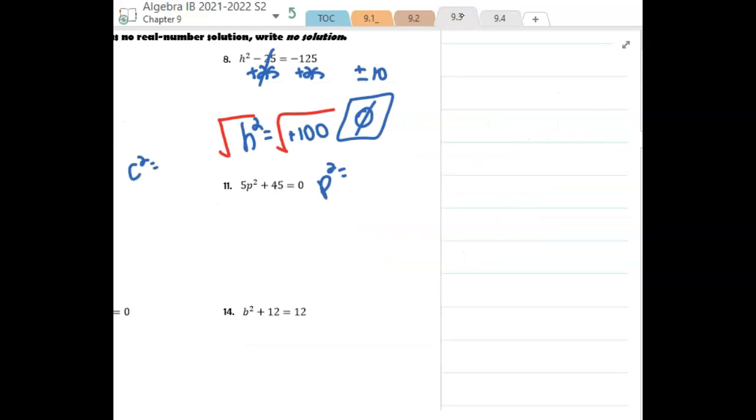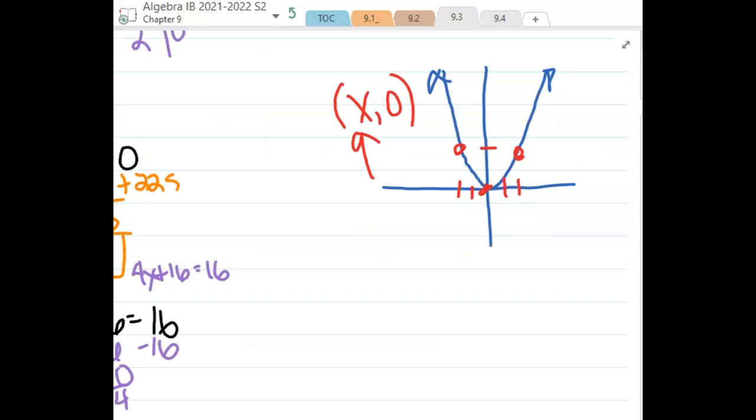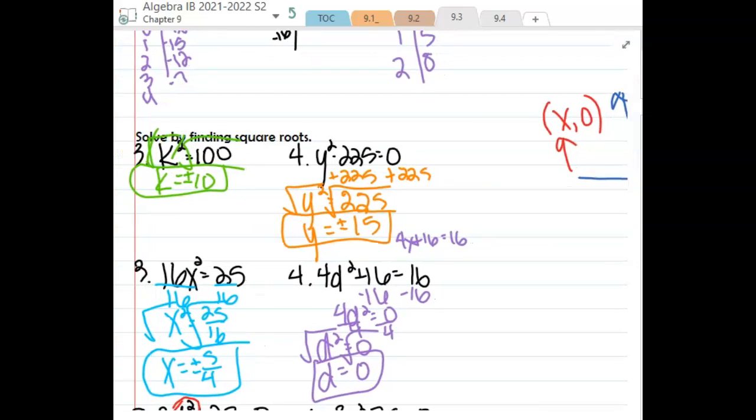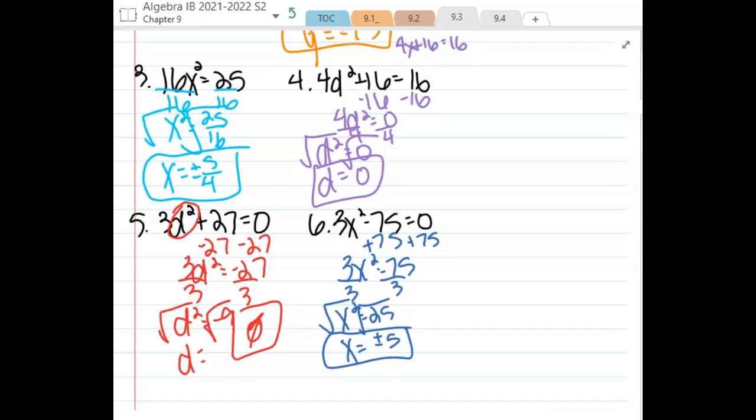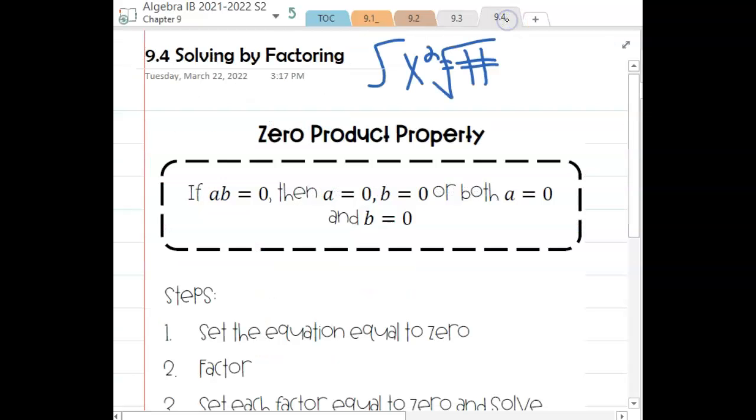Look back at those examples that we did on Monday. I had a k squared, but no k term. I had a y squared, no y term. See that? An x squared, no x term. A d squared, no d term. None of these had that bx. If you don't have that bx, you definitely want to do the square root method. But if you do, like the one I just showed you, we have to have another method.